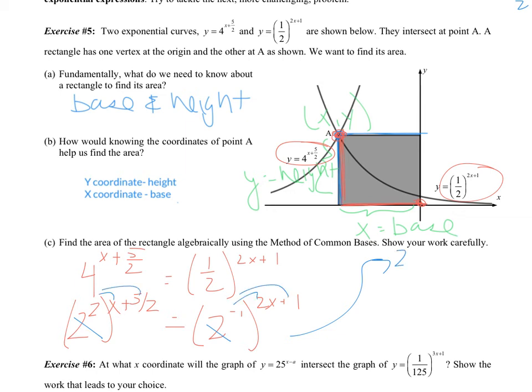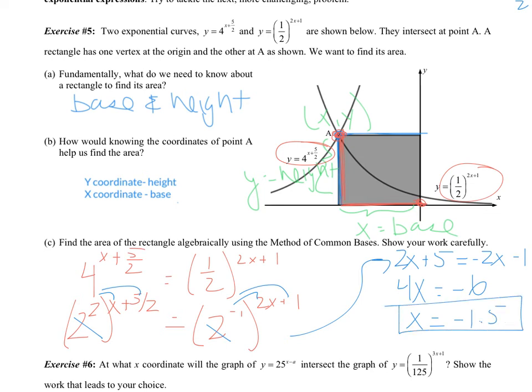This is going to be 2x plus 5. 2 times 5 halves is 5. And then distribute the negative, which is going to be negative 2x minus 1. From here, I'm going to add 2x to both sides. I'm going to subtract the 5 to get negative 6. Divide both sides by 4, and I'll get x is equal to negative 1.5.